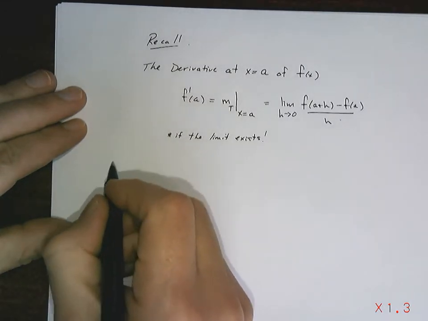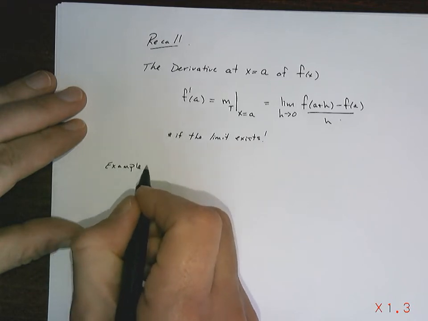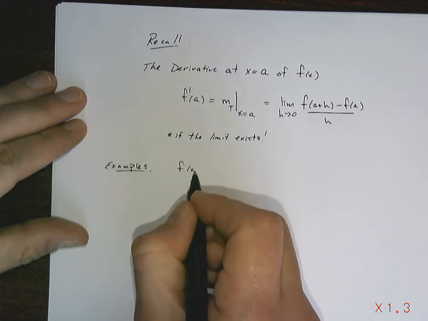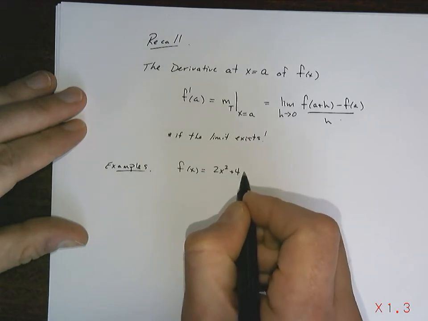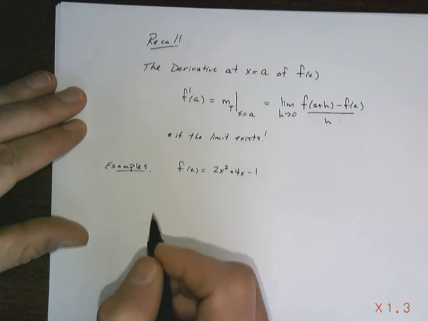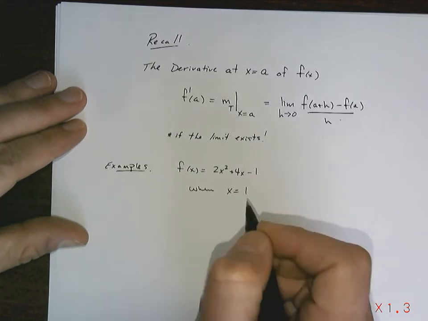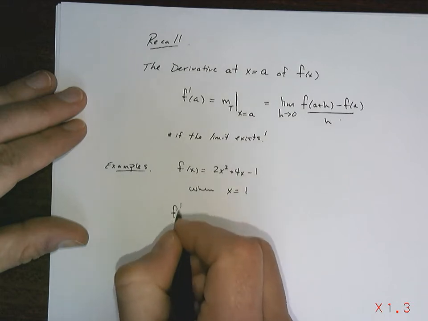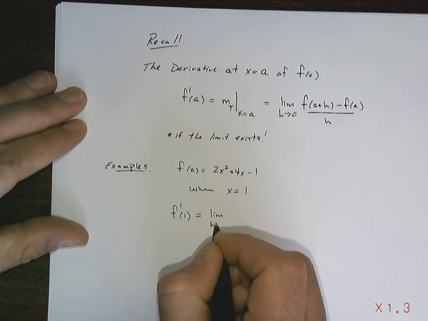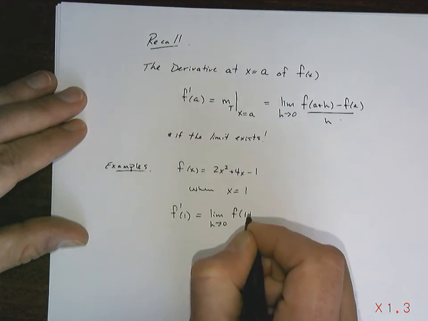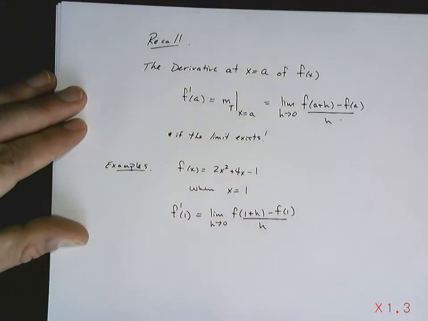And so if I told you that I wanted you to do it, and I'm not going to redo this one, but let's say I gave you f of x equals 2x squared plus 4x minus 1, and I wanted to know the slope of the tangent when x equals 1, then you would have to do f prime of 1, which is the limit as h approaches 0 of f of 1 plus h minus f of 1 over h. And you'd have to work all that out.